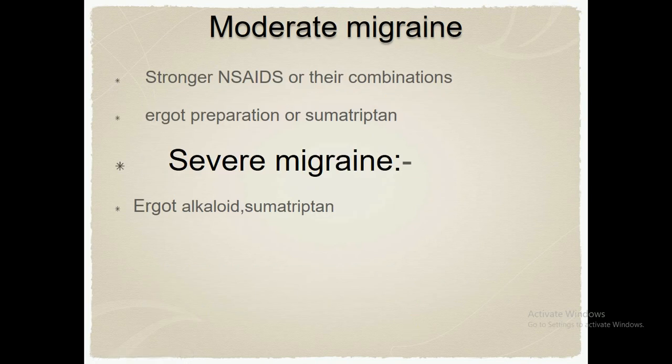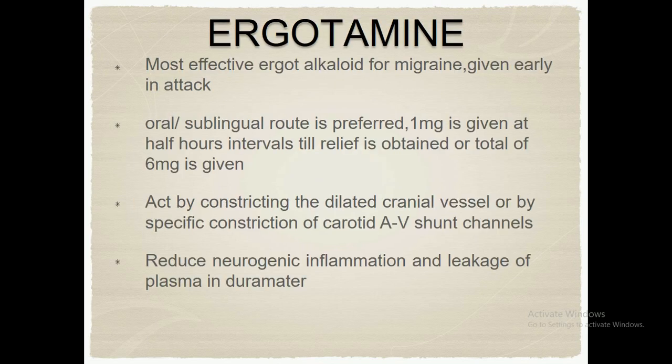In case of moderate migraine, we can use stronger NSAIDs, or other combinations like ergot preparations, which I have already explained, or triptans like sumatriptan. In severe migraine, ergot alkaloids and triptans are used. The drug available in the market by trade name is zolmitriptan, that is Ziclopel, so Ziclopel capsules are available and you can use them.